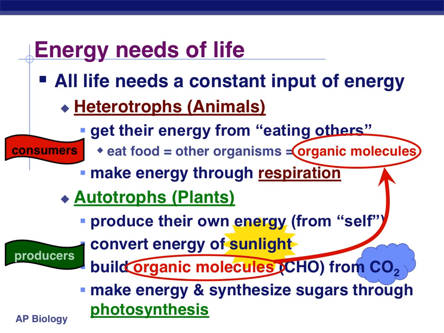Another name that we could use for heterotrophs would be the word consumer, because you are consuming something else. On the flip side, if you're not a heterotroph, it means you are an autotroph, which means that you can make your own energy yourself. You're producing your own food. And you're doing that by converting energy from the sun into organic molecules that you will use to build things from. So you make your energy and you synthesize sugars through the process of photosynthesis. You are an autotroph, or you are a producer, because you're producing your own food.